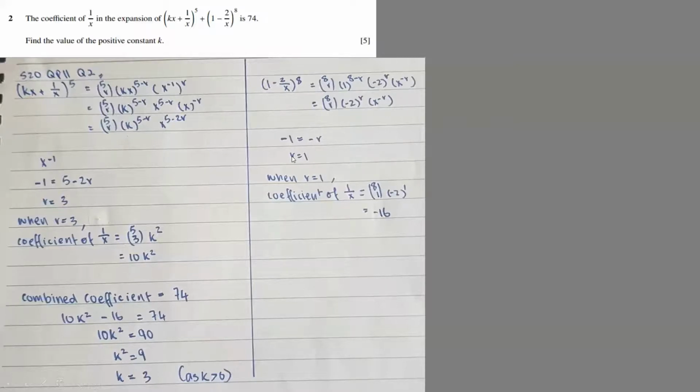So we can find out that when r is equal to 1, for this binomial expression, the coefficient of 1 over x is 8 choose 1 multiplied by negative 2 raised to the power 1, which is negative 16. Now we know that these two binomial expressions are added up because of the plus sign. So the combined coefficient is 74, and 10k squared plus negative 16 will give us 74. Simplifying the equation gives us k squared equals 9, and k is equal to 3 because they're asking for the positive constant of k.